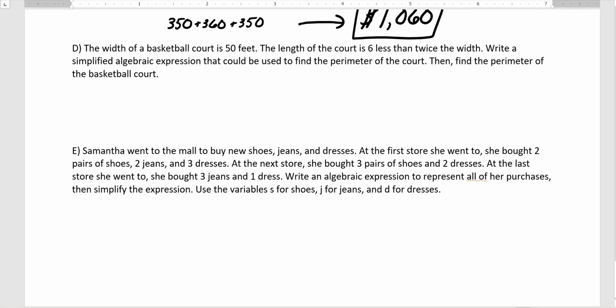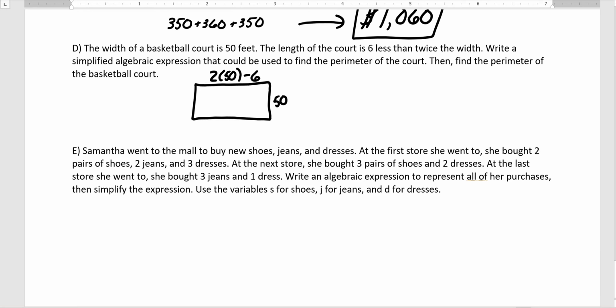So the width of a basketball court is 50 feet. The length of the court is 6 less than twice the width. Write a simplified algebraic expression that could be used to find the perimeter of the court, then find the perimeter of the basketball court. So, basketball court, we got this rectangle going here. The width is 50 feet, and the length is 6 less than twice the width. So that'd be 2 times 50, and then 6 less than that.